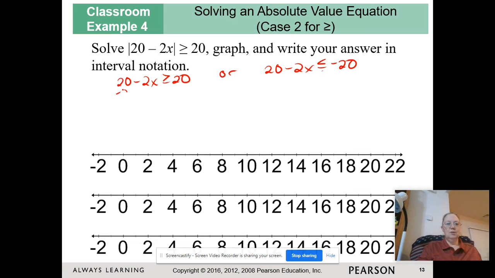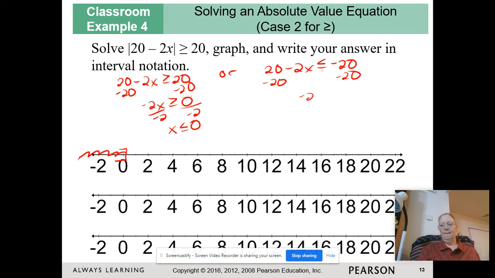So we're going to subtract 20, divide by negative 2. Doesn't matter that this is 0. We still have to reverse the symbol. X is less than or equal to 0. So that's going to go in this direction. Subtract the 20. Reverse the symbol. Don't forget, we're dividing by a negative.